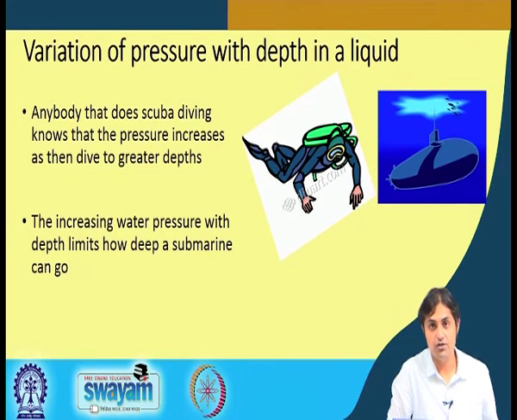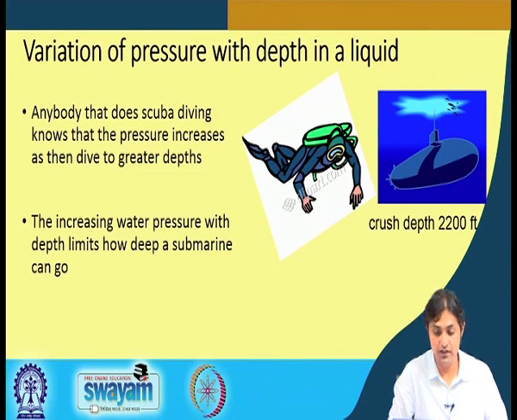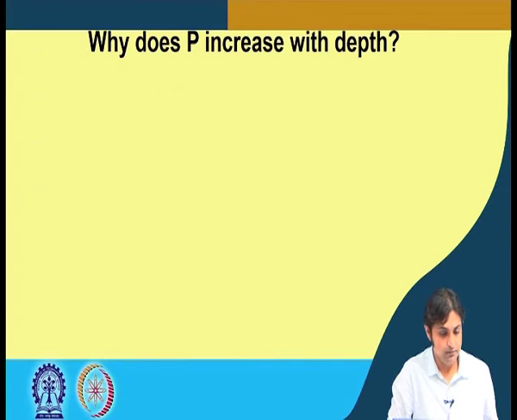These are two classical examples of the variation of pressure with depth in a liquid. Many of you might have observed this. In this case, the crush depth is 2200 feet for this submarine. If the submarine goes below that, due to the pressure of the water above it, the submarine can crush. So now the important question is, why does pressure increase with depth?